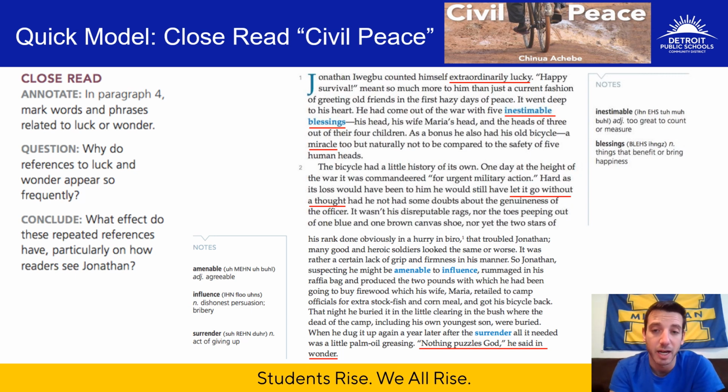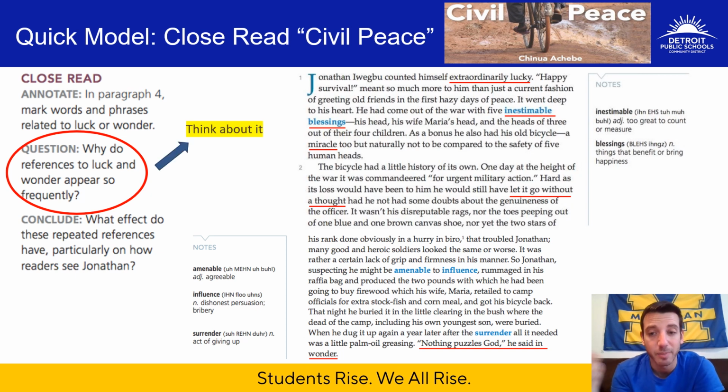So I finished the annotate part. I found quite a few words and even parts of sentences that relate to luck and wonder. Now I've got to think about the question, why do references to luck and wonder appear so frequently? I don't want to answer it in full yet because paragraph 4 is really where you're supposed to do this. But you can think about it: we know a lot about our author right away by these words, right? We know that this man is very religious. We also know that he believes he's a go-with-the-flow kind of person. He believes in just trusting the process and letting things happen their natural course. And if the author didn't use those words, maybe we wouldn't understand or internalize that as much about Jonathan, but those words actually help us do that.